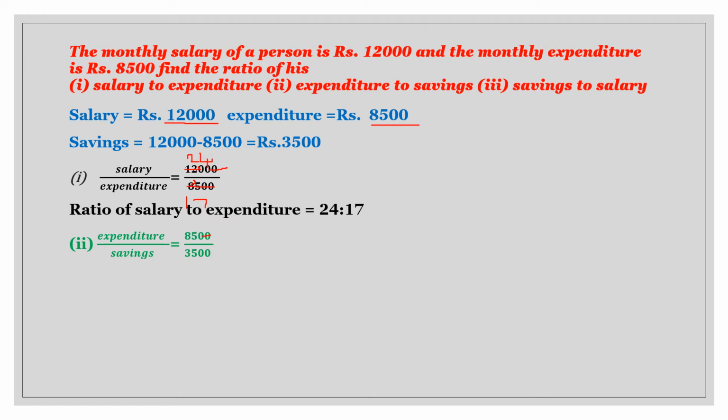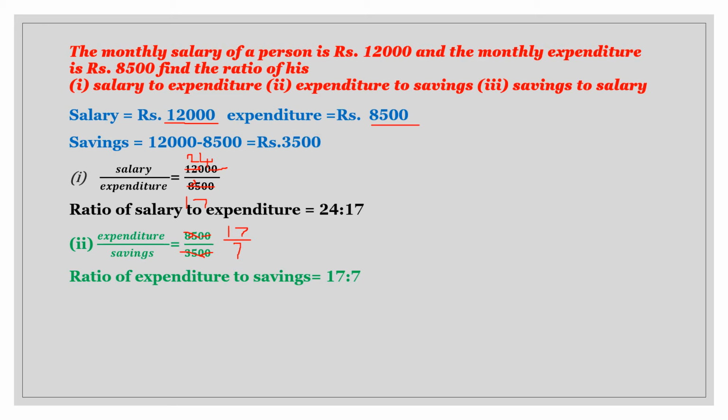So I will just cancel this. And then 5 ones are 5, then 6, 7, 8 again. 3 will come here. So 5 sevens are 35. And here 5 sevens are 35. So what do I get? I get 17 by 7. Now I know that these are all prime numbers, so we cannot factorize them further. So what is the ratio of expenditure to saving? 17 is to 7 is my answer.